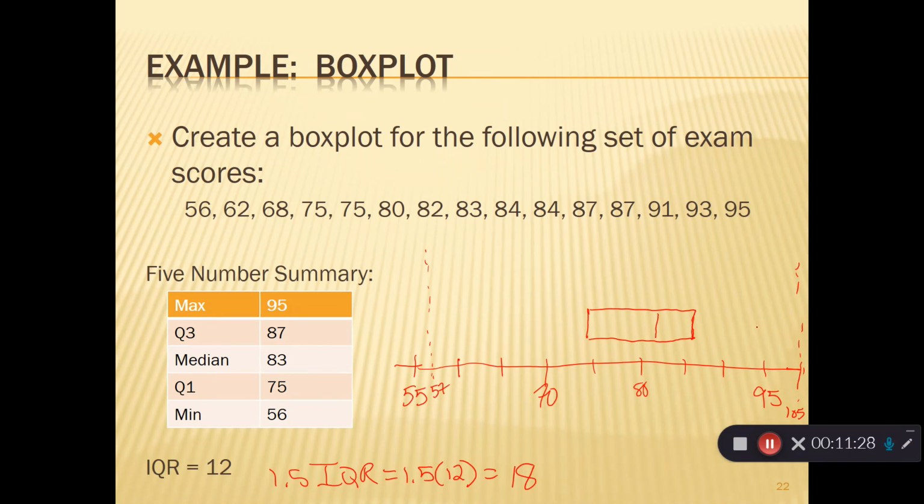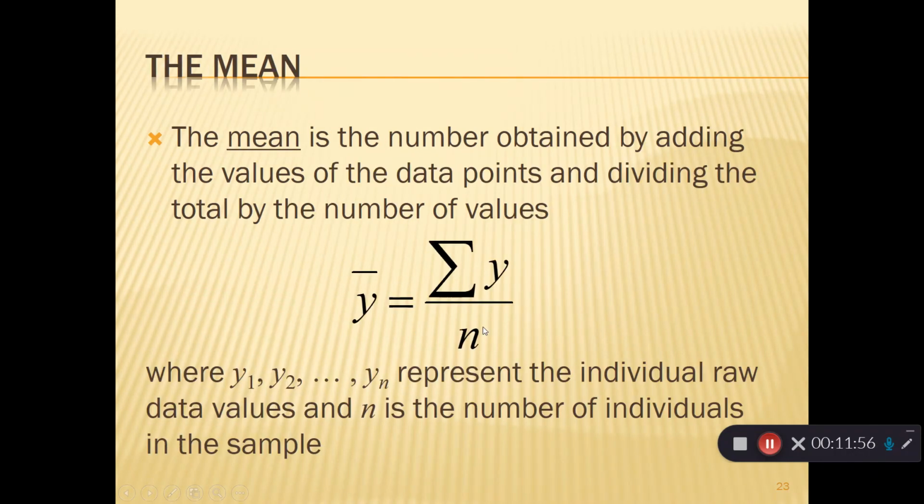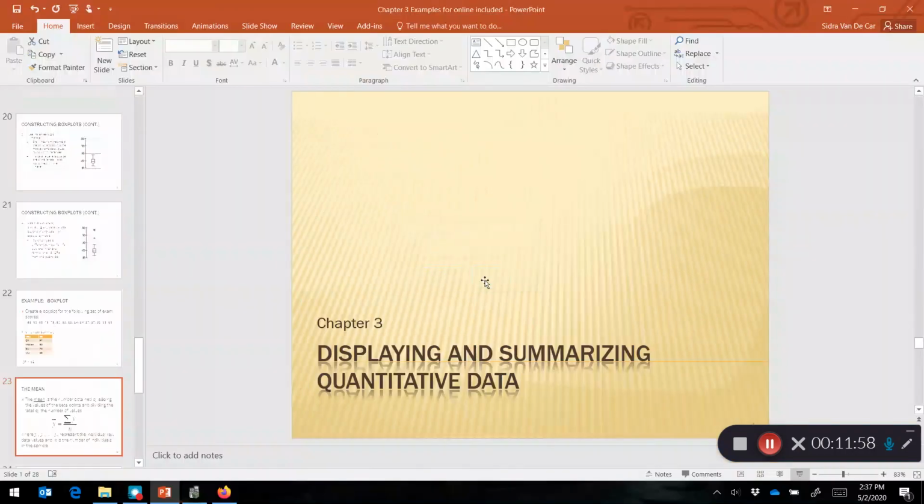Now, my data point inside the fence going this way is the 95, so draw to 95. And my data point inside the fence going this way is at 62, so draw to 62. Now I only have one data point, 56, that lies outside the fence, so I mark it here with an X or star or something to indicate that it's outside of the fence. And that's what my complete box plot looks like. So now we'll get to the mean in the next video.